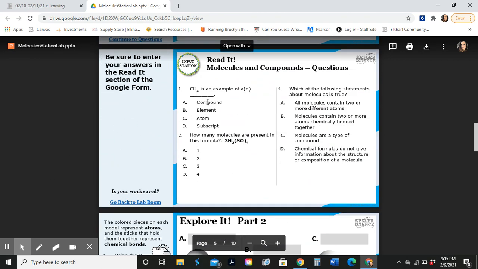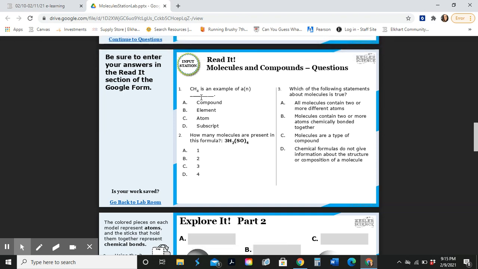Right here, you're going to read these and answer the questions. CH4 is an example of a compound, element, atom, or subscript. How many molecules are present in the formula? 2 plus 4 is what?